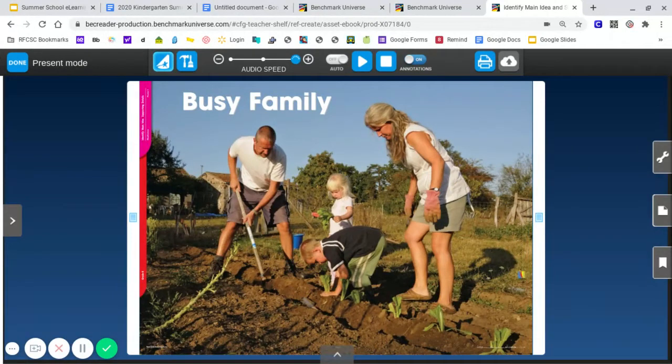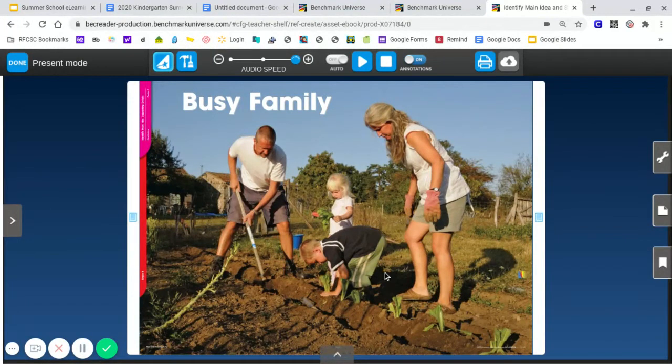The picture shows a family in a yard. What are they doing in the yard? Are they relaxing or are they working? Well, what kind of work are they doing? Asking and answering questions helps me recognize a main idea as well as identify details to support or tell more about that idea. So, the main idea is, in this picture, a family is working in the yard.